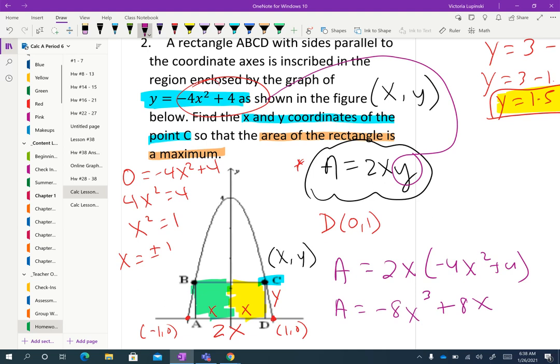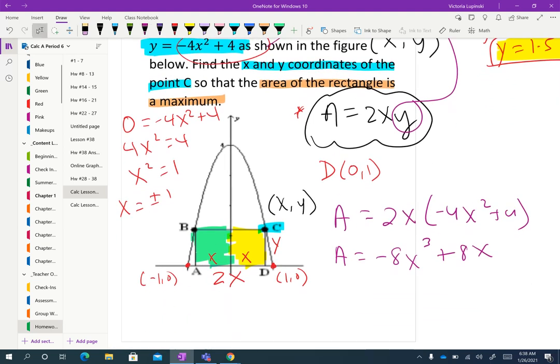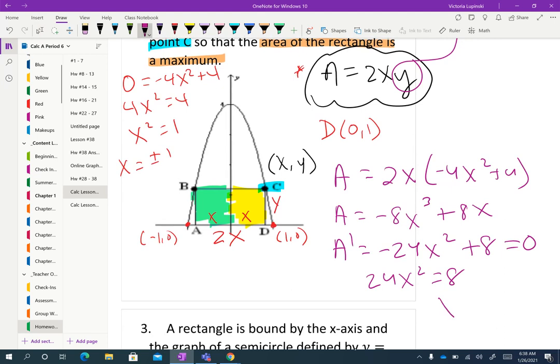Now that we have our formula for area, we're going to go ahead, of course, and take the derivative. So A prime would be equal to negative 24x squared plus 8. We're then going to go ahead and set that equal to 0. So 24x squared would be equal to 8, which means that x squared would be equal to, careful, 1/3 if you divide by 24.